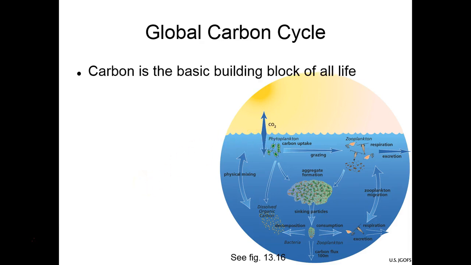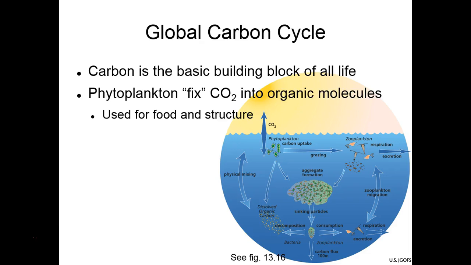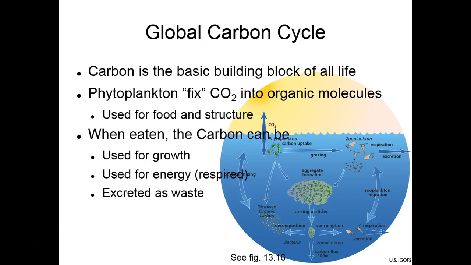So carbon is the basic building block of all life. All organisms contain carbon. Phytoplankton are able to fix the carbon dioxide that's in the atmosphere and dissolved into the ocean into organic molecules. They use that carbon for food and for structure for themselves. By food, I mean as energy. Okay? When eaten, that carbon can be used by other organisms for growth. It's also used for energy. In other words, it's breathed back out as carbon dioxide, and it can also be excreted as waste.